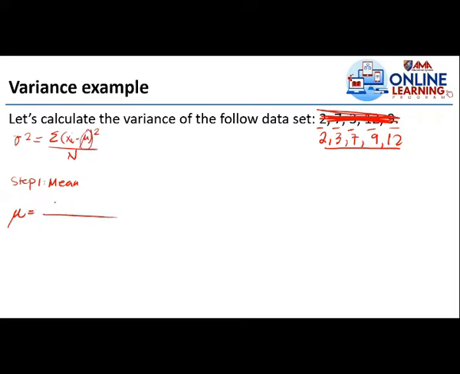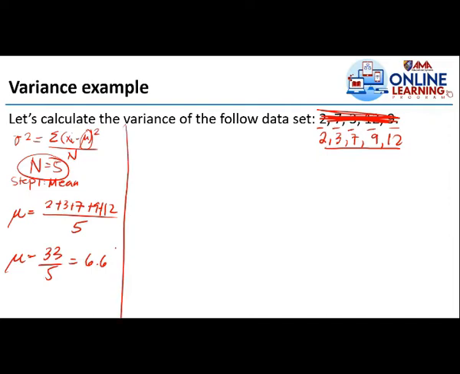So, you simply add 2, 3, 7, 9, plus 12 all over the population, which is 1, 2, 3, 4, 5. So, ang n natin dito is 5. We take note of that. So, that is 33 over 5. That is 6.6. So, we got the value of the mean.